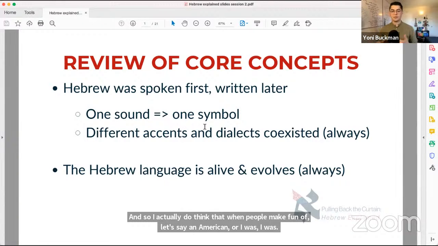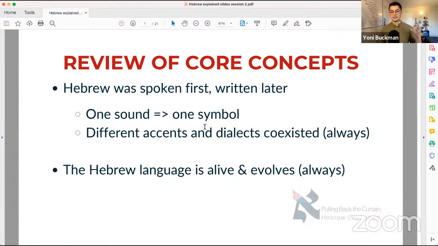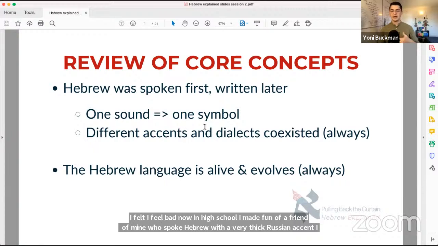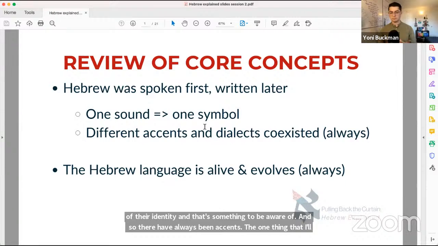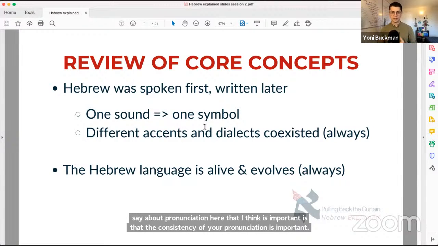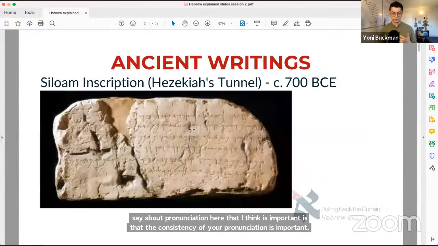The one thing that I'll say about pronunciation here that I think is important is that the consistency of your pronunciation is important. If you recognize that certain letters make certain sounds in your accent, then the consistency of that is important. That's where a lot of people get tripped up with those letters that sound the same or have a variation: they're picking and choosing and doing it wrong. So we'll talk about that too. And then the last core concept is that the Hebrew language is alive and it always evolves, even today.